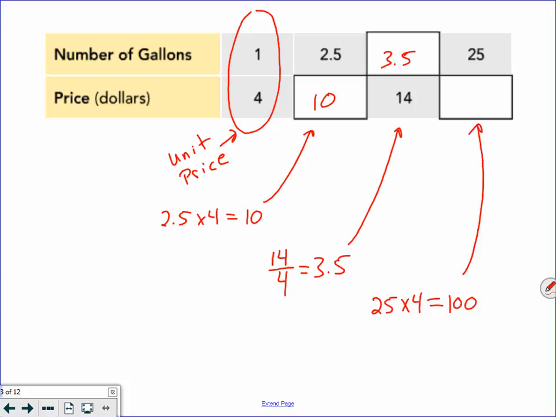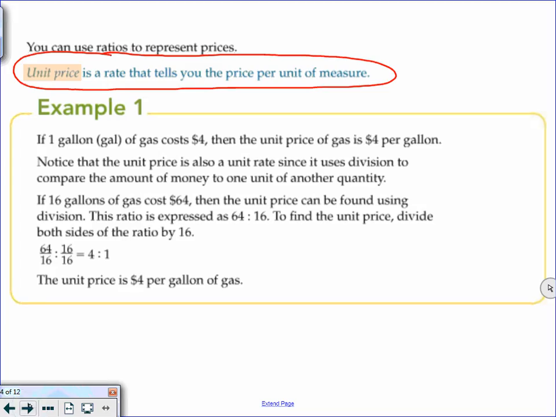Okay? And that's how much 25 gallons are going to cost me. They're going to cost me $100. Okay, moving on here again, pay attention to unit price. Unit price is the rate that tells you the price per unit of measure. In the example we just did, our unit price was $4 per gallon. And that's right here. The unit price was $4 per gallon.